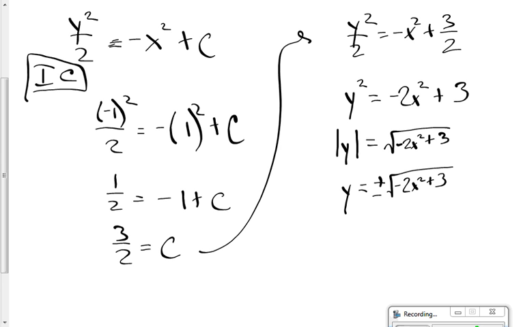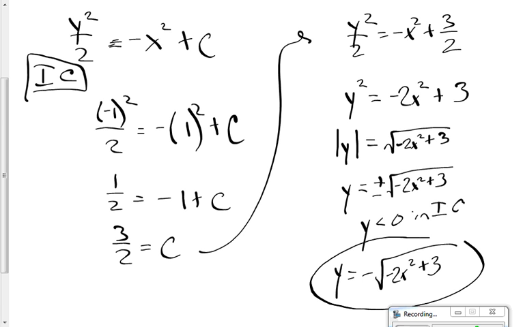Now, based on visual inspection with your initial condition, which one do I want? The plus in front of the root or the minus in front of the root? You need one of the two. Which one? What's the y value on your initial condition? Negative 1. How do I get a negative y value out of this? Because y is less than 0 in the initial condition, you have to use this one. Negative square root of negative 2x squared plus 3. That's the one that you want. Does that make sense?